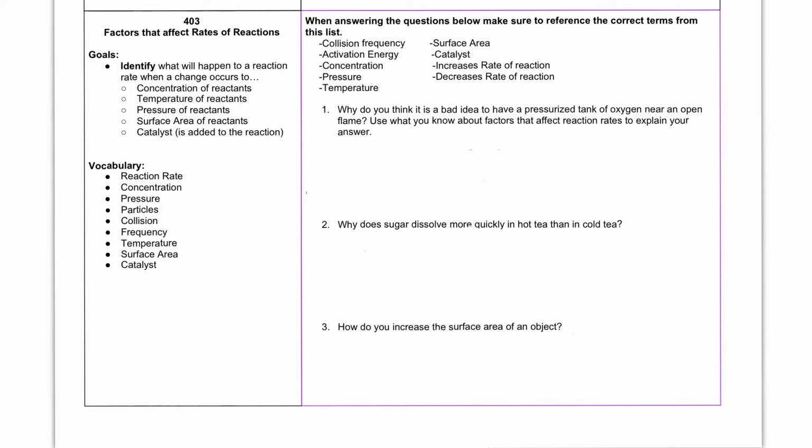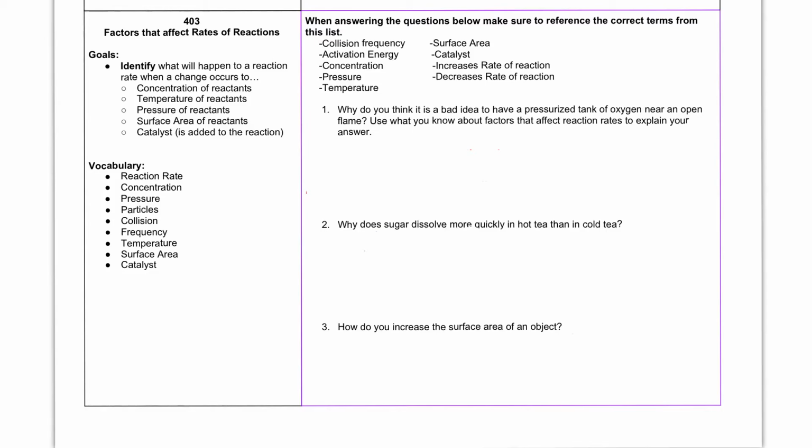In lesson 403, factors that affect reaction rates, we talked about the 5 different factors that can speed up a reaction. So the questions here say, when answering a question below, make sure to reference the correct terms from the list. So you don't have to use all of the terms for each question, but you do need to use several of the terms in order to answer the question correctly and for full 4 points on the 4-point RRHS rubric scale.